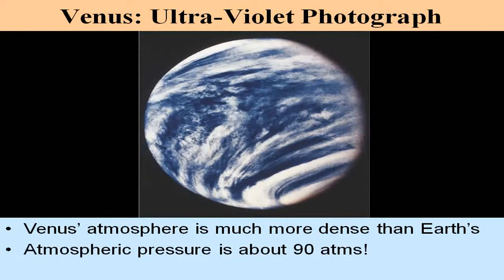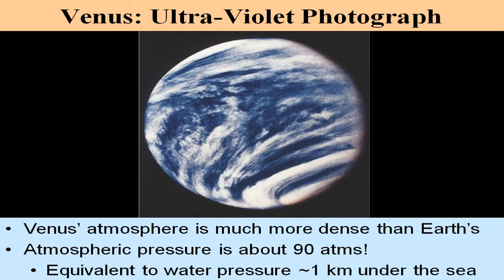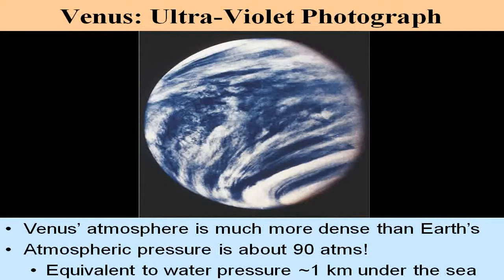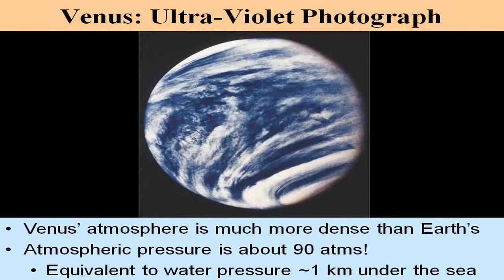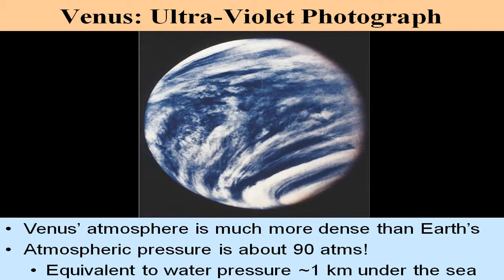Venus's atmosphere is much more dense than Earth's. The atmospheric pressure is about 90 atmospheres, which would be equivalent to diving 1 kilometer under the sea. That would be the pressure that you would feel. We feel 1 atmosphere of pressure on Earth, which is 15 pounds per square inch on every square inch of our body. If you were on Venus, you would feel 90 times that.